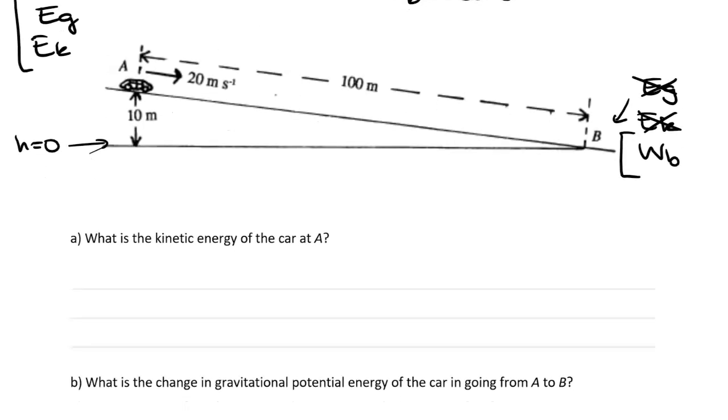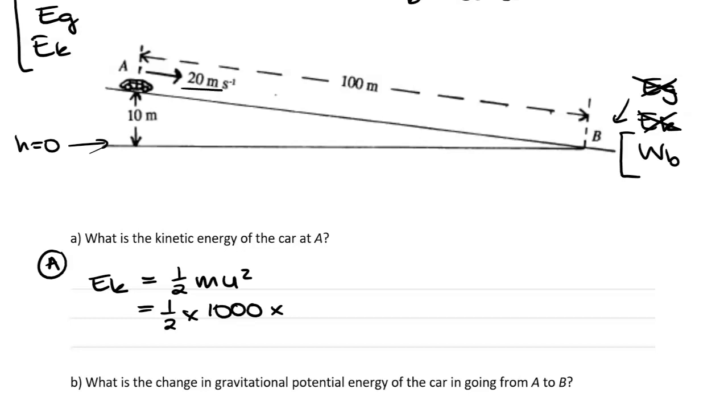Oh, easy peasy. At A, the kinetic energy is just going to be equal to a half m, let's call it u squared. If you said v squared, I don't mind. So half times the mass was 1,000 times, we were told it was going 20. Nice easy starter into this question. Okay, so I get 2.0 by 10 to the 5 joules.